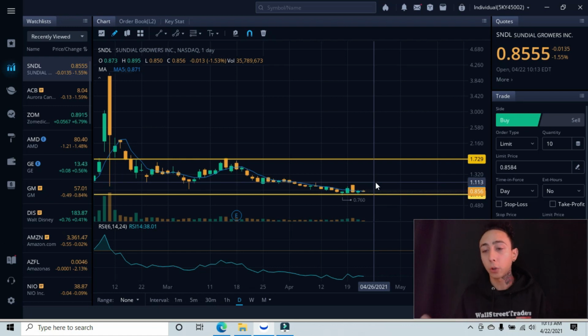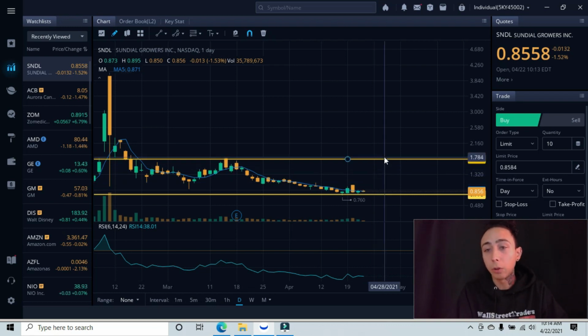So if you're day trading or swing trading, or you're holding a little bit longer, if you were to get in at that lower level, your first target would be back at that dollar flat area, and then your second target would be back up here at the 72 cent area.